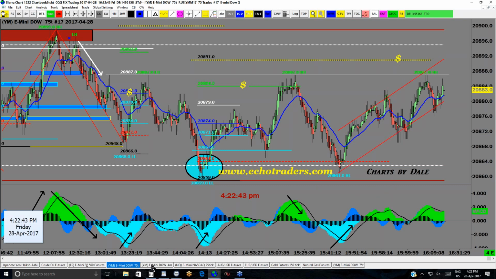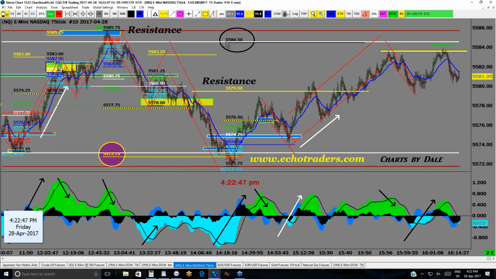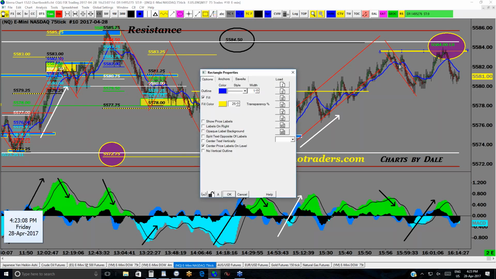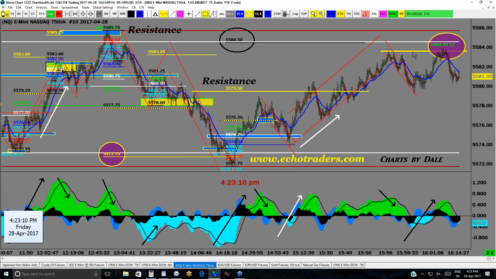And that's the YM. Let's go to NQ. NQ, we said our extension target of 558450. So the market came all the way up almost to that extension target up here. It came so far to 5584, so 2 ticks away, $10 away from that target. Makes that a pretty reasonable target, I think.